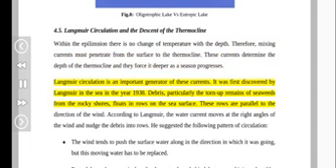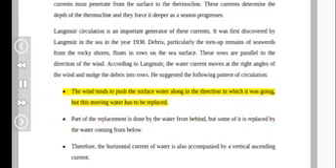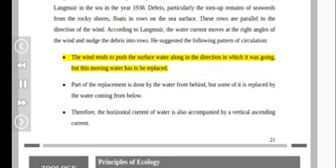It was first discovered by Langmuir in the sea in the year 1938. Debris, particularly the torn up remains of seaweeds from the rocky shores, floats in rows on the sea surface. These rows are parallel to the direction of the wind. According to Langmuir, the water current moves at right angles to the wind and nudges the debris into rows. He suggested the following pattern of circulation. The wind tends to push the surface water along in the direction in which it was going, but this moving water has to be replaced.